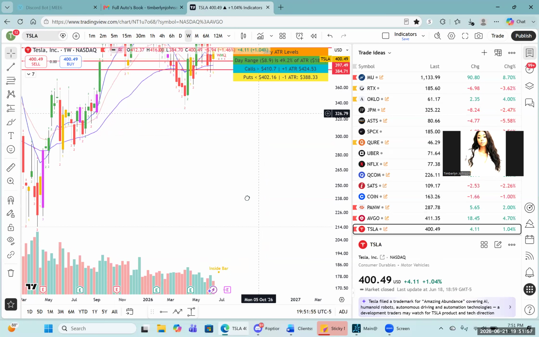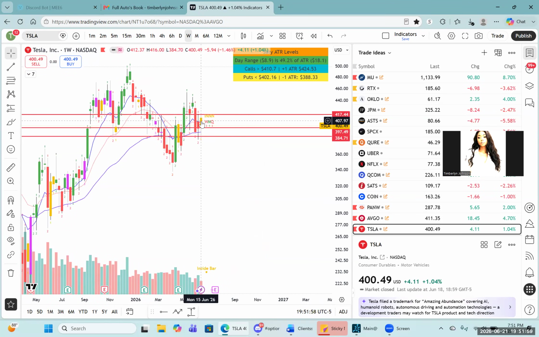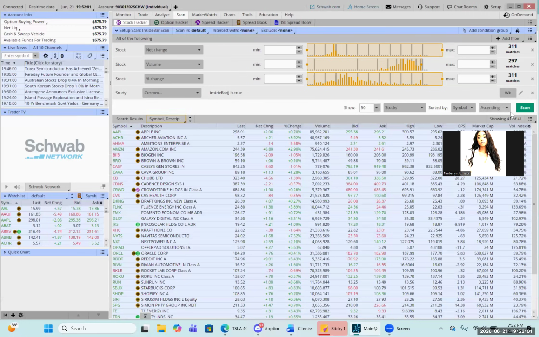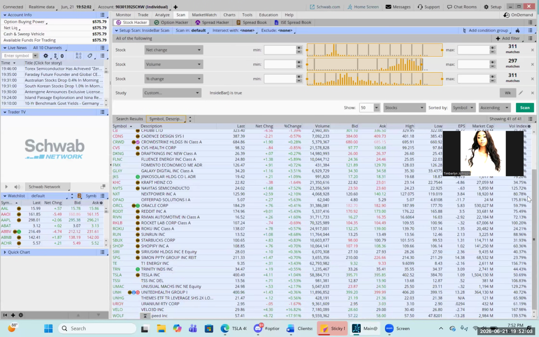And Tesla actually has an inside bar on the weekly. And while I have that up really quick, I just want to see if my scanner picked it up. Yeah, it did. So this is a scanner that I use on Thinkorswim, and we actually made this scanner, guys. I'm going to see if this is something that I can put into Thinkorswim, like the code that we made, so that you guys can use it.